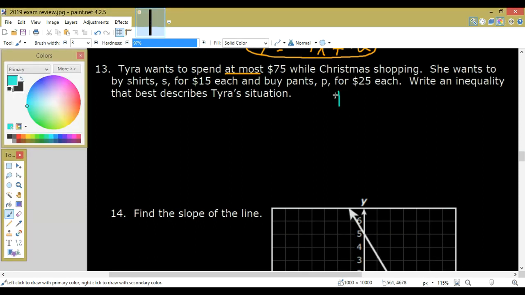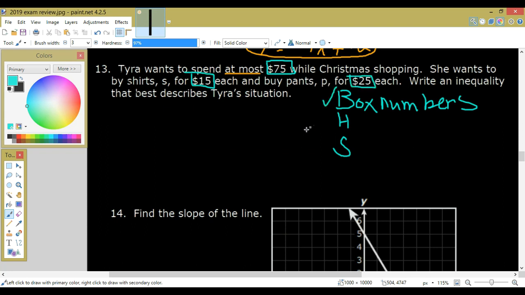From here, we will use the BHS method. B stands for box the numbers. Everywhere you see a number in this word problem, you're going to box it. So we have $75, $15, and $25. So we box the numbers.